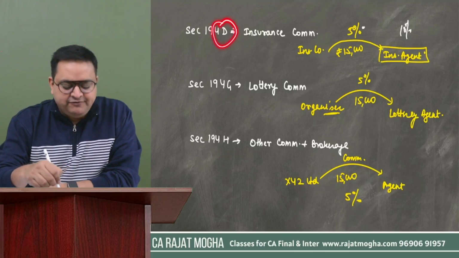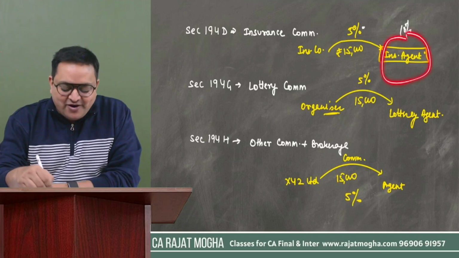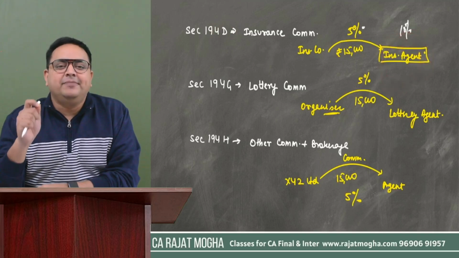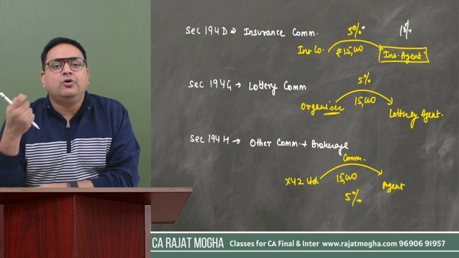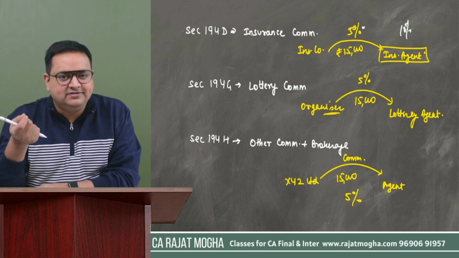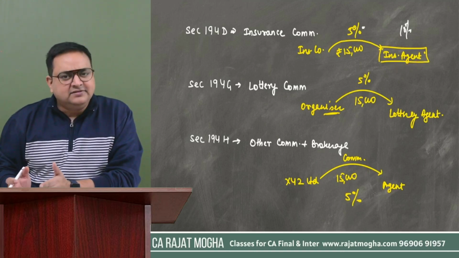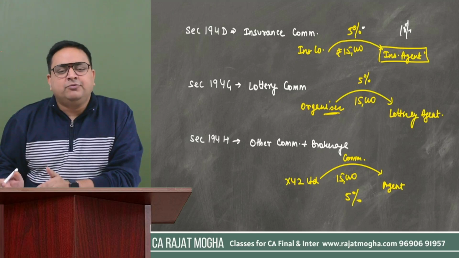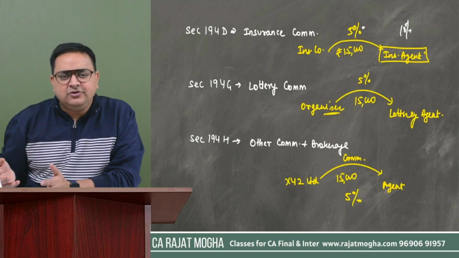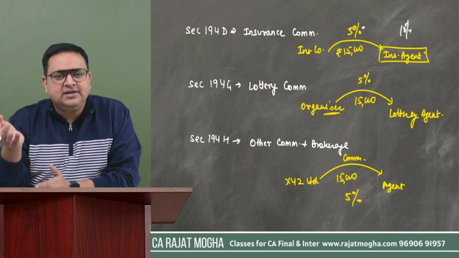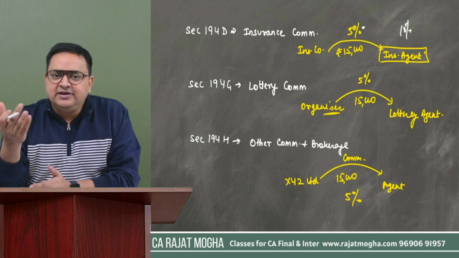But in 194D, we have 5%. But if in case this insurance agent is a company, I can give you an example. Let's say there is a company called Policy Bazaar. If you have heard this name, Policy Bazaar, it's an online portal also. If you would like to get your vehicle insurance or LIC or any insurance, you can visit their website, Policy Bazaar. There are other websites also. I've given you one example, Policy Bazaar, and they will get the insurance done for you.